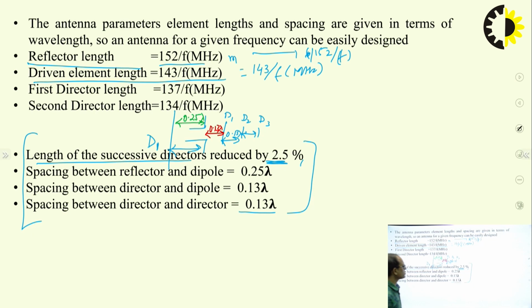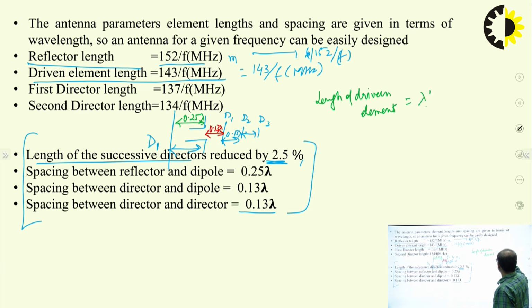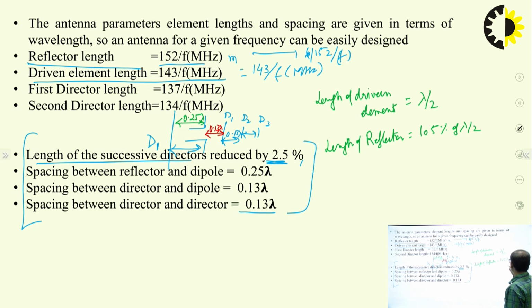Or you can also say that the length of the driven element is generally considered to be lambda by 2. The length of the reflector is equal to 105% of lambda by 2, or you can say lambda by 2 plus 5% of lambda by 2. Clear?